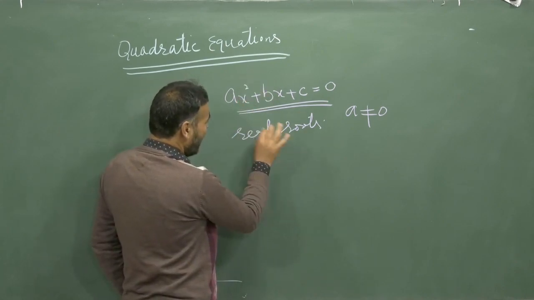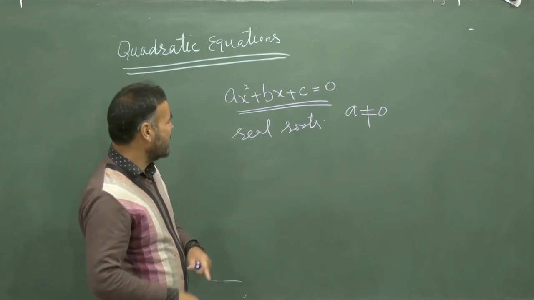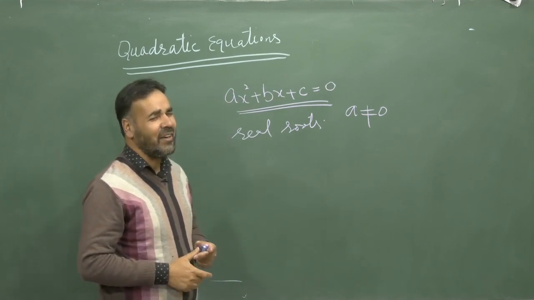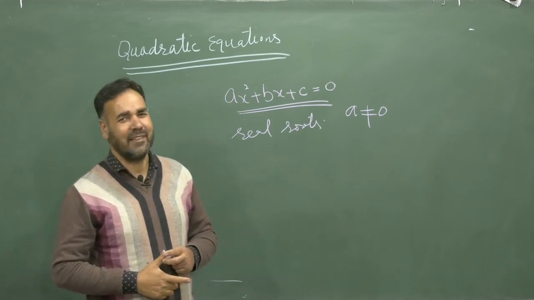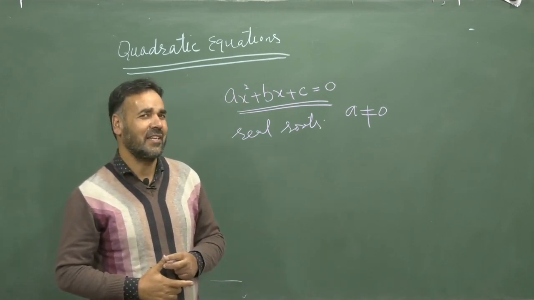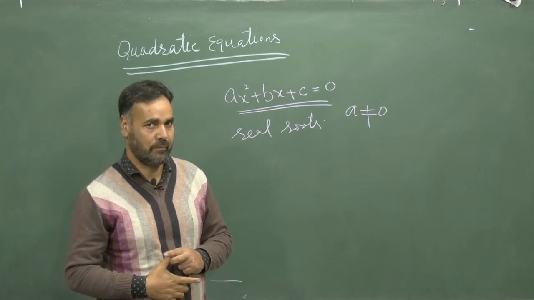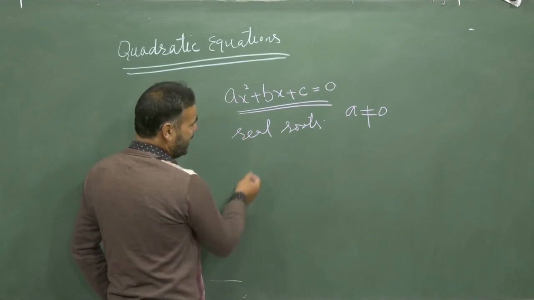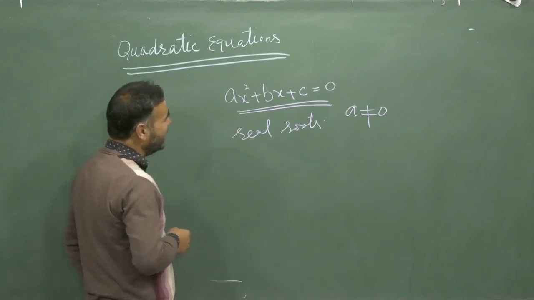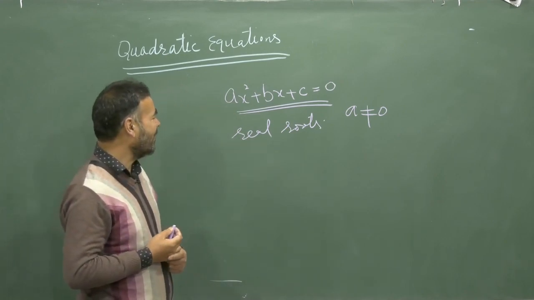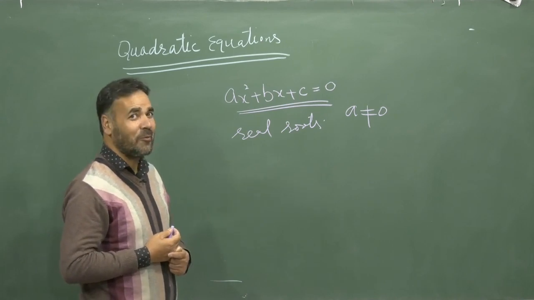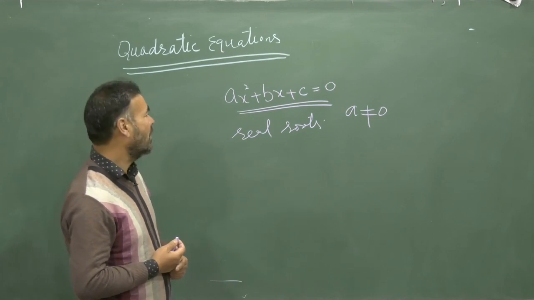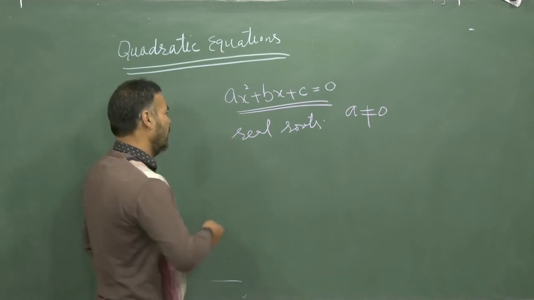Now, the real roots of the quadratic equation, how many real roots are there? Since the degree of the variable is 2, this indicates that this particular quadratic equation will have 2 roots. Now let us take an example and see how we can say that this particular quadratic equation has 2 real roots. Now let us discuss the roots of the quadratic equation.